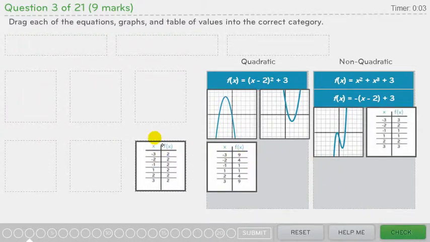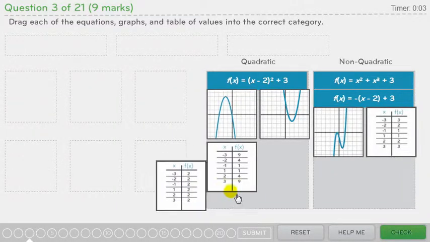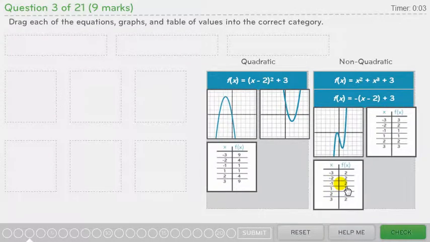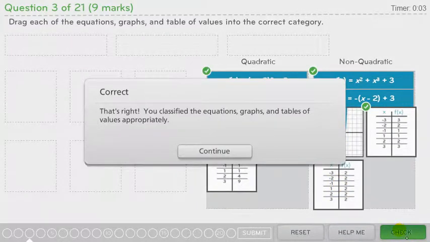And then finally, for this table of values right here, you'll notice that regardless of what the input value is, the output value is always 2. This is known as a constant function, which is a type of linear function. And so therefore, we can drag that one into the non-quadratic category. Let's check our solutions, and we are correct.